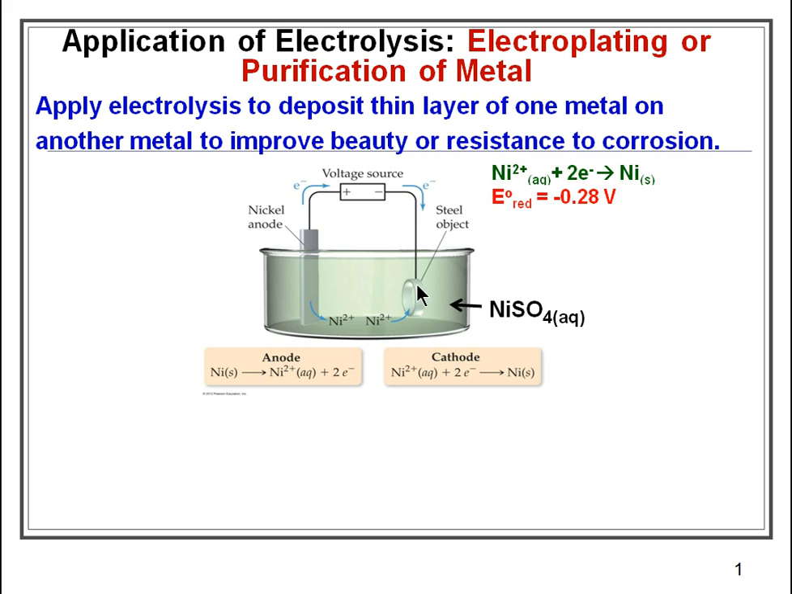Number one, let's see the steel object which is serving as the cathode. Nickel ion can be reduced to nickel solid, and its standard reduction potential is minus 0.28 volt. And also, since water is also there, water can also be reduced to form hydrogen gas and hydroxyl ion, as we have seen in the previous video when we electrolyzed an aqueous solution of sodium chloride.